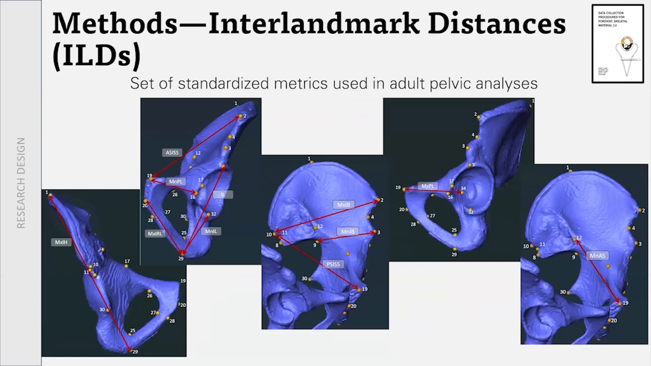For the first method, a set of 11 standard two-dimensional ILDs defined in the forensic anthropology literature, which have been tested and validated for adult sex estimation, were applied to this subadult sample. Some definitions were slightly adjusted for use in a virtual sample and for subadult individuals. These images here show where those ILDs were measured on the CT scans.